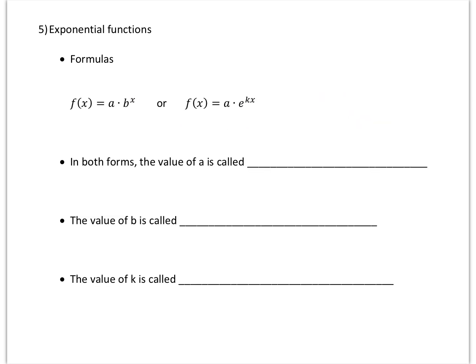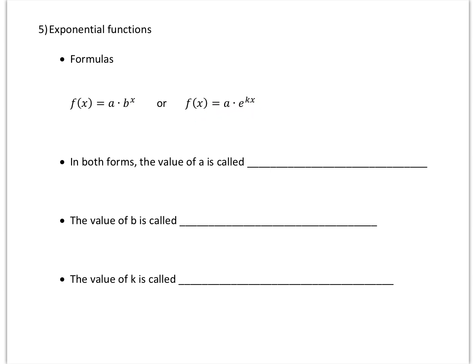Okay, next we're going to talk about exponential functions. There are two possible formulas for an exponential function. This is probably a little bit newer to you than linear. Hopefully you have seen this before, but you may have only seen it in one previous math class, not several. So it may be less familiar than linear functions. So there are two possible formulas, f of x equals a times b to the x, or f of x equals a times e to the kx.